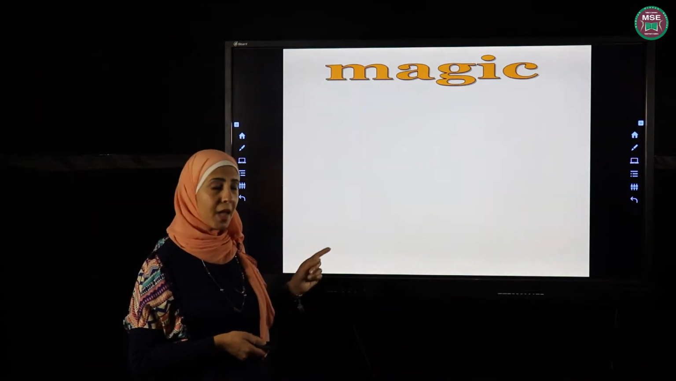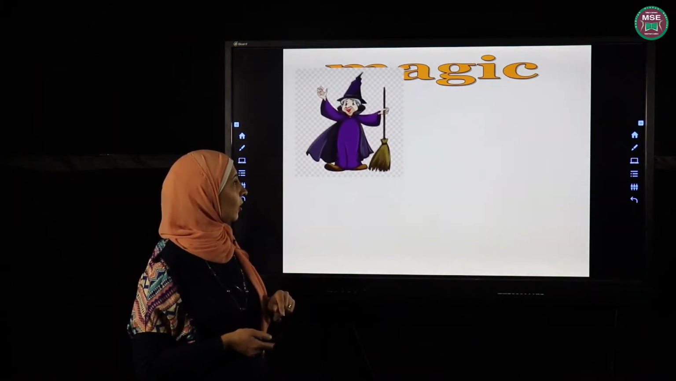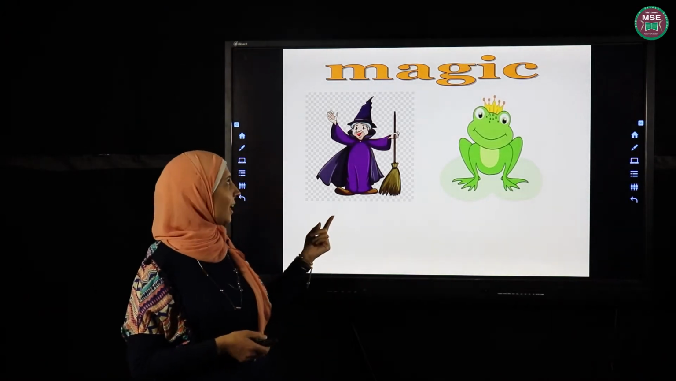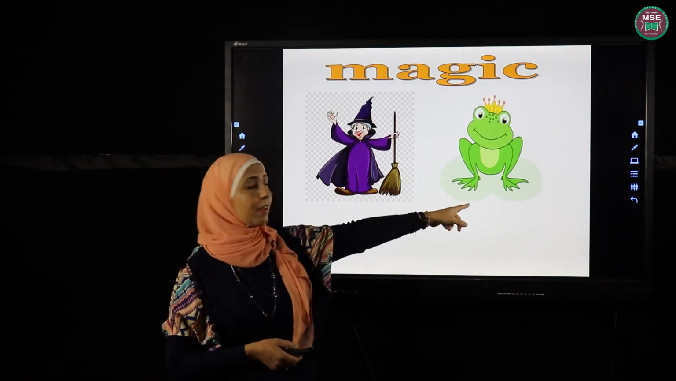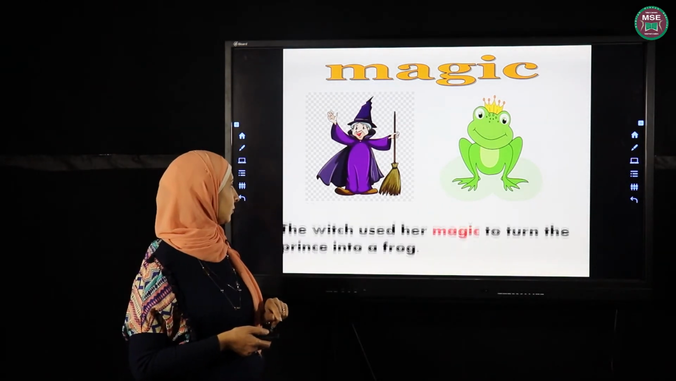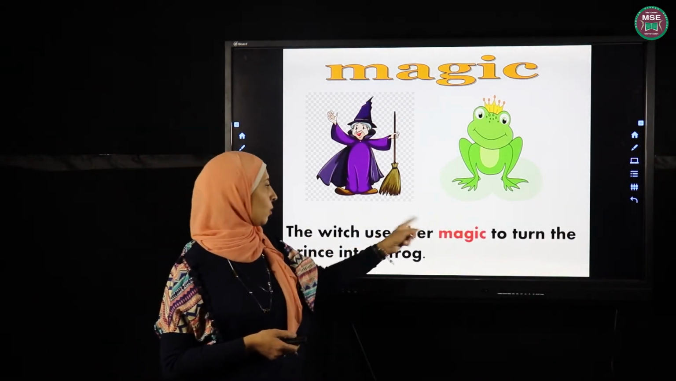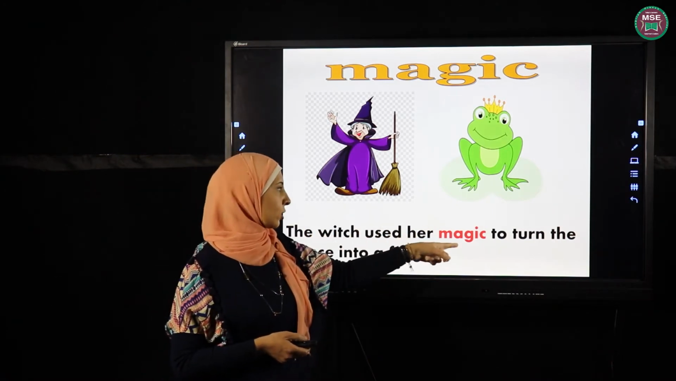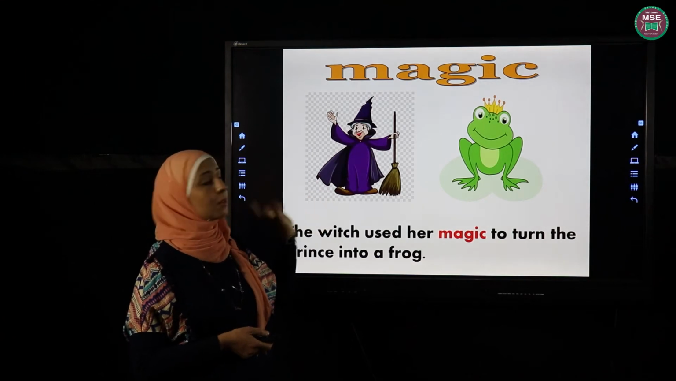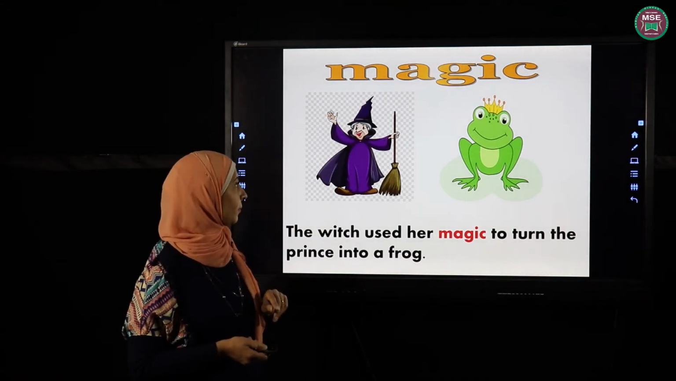Magic. Okay, what can you see here in this picture? Exactly, a witch and a frog. Let's see the example. The witch used her magic to turn the prince into a frog. Magic. Good job.